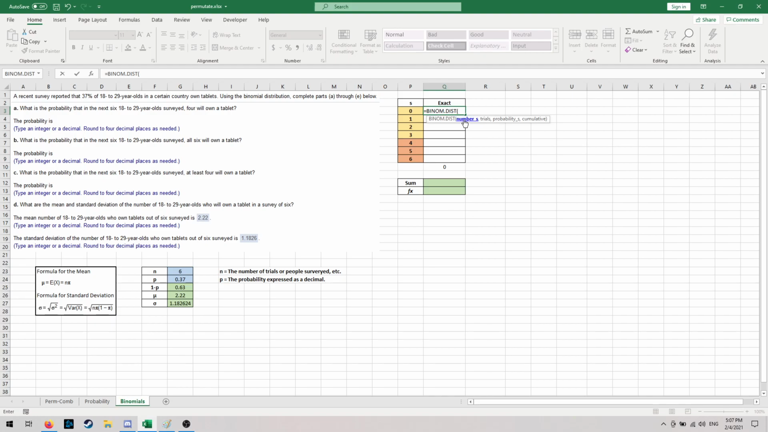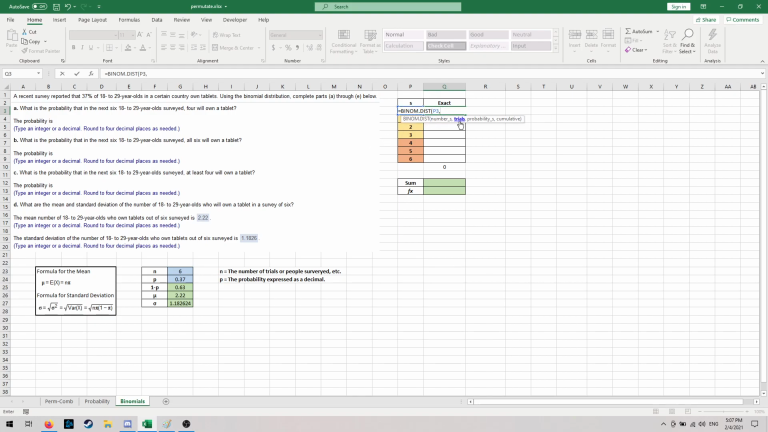So this is going to consist of 4 parts. Number S means the number of successes. You can see over here that even though we have a sample size of 6, we actually have 7 possible outcomes. Because it is possible that of the 6 people we survey, no one owns a tablet. So think of S as the number of successful trials, the number of people who own a tablet out of the 6. So our first one is going to be 0. Actually, we won't type 0. We click on this cell.